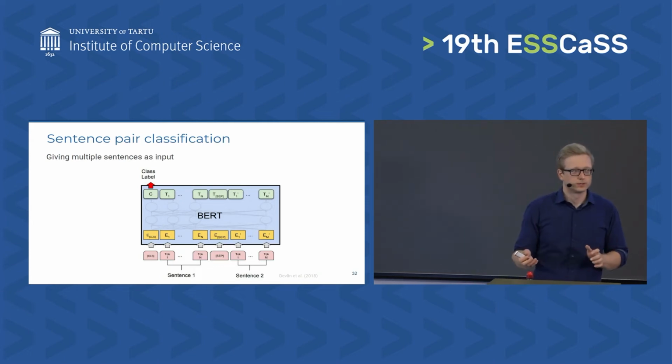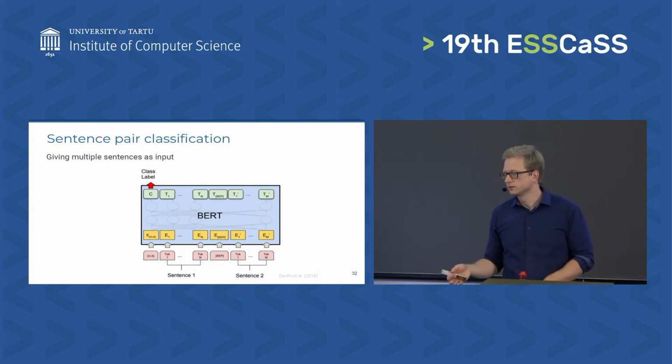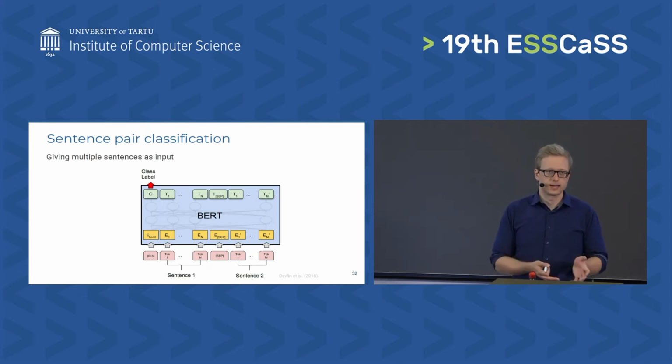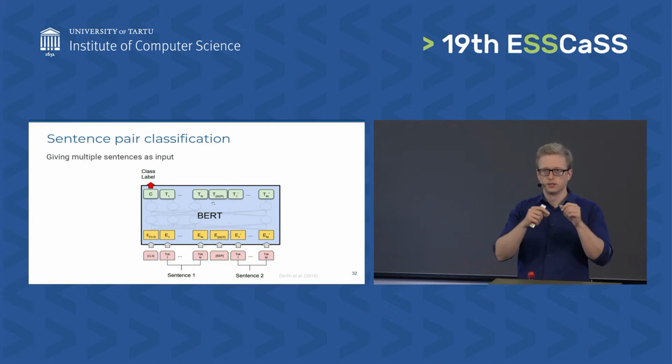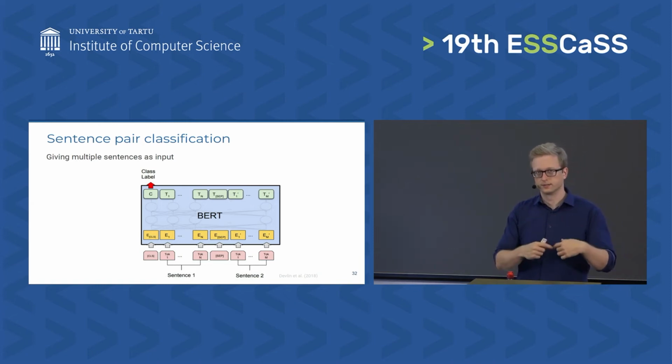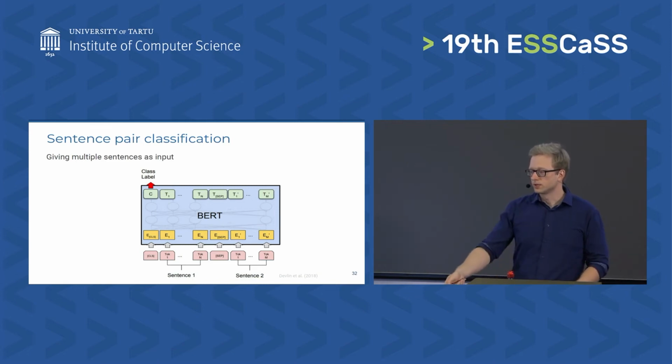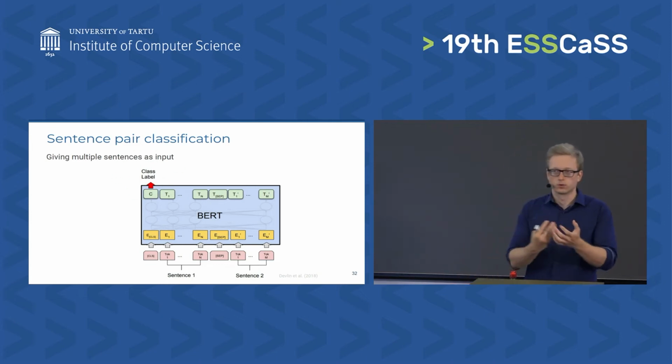We can also work with tasks that have multiple sentences. So for example, natural language inference or entailment detection. There we give multiple sentences as input. We just separate those with a SEP token, and we use the positional embeddings to indicate which sentence contains which words. And then we put a classifier on top of this CLS token and train the model to predict a label for a sentence pair.